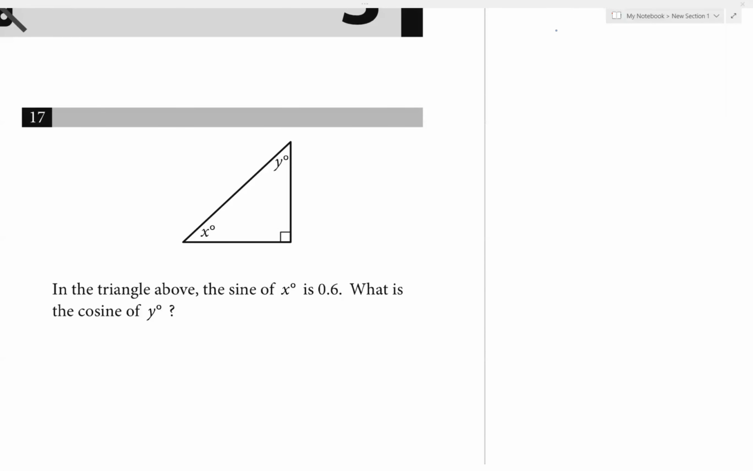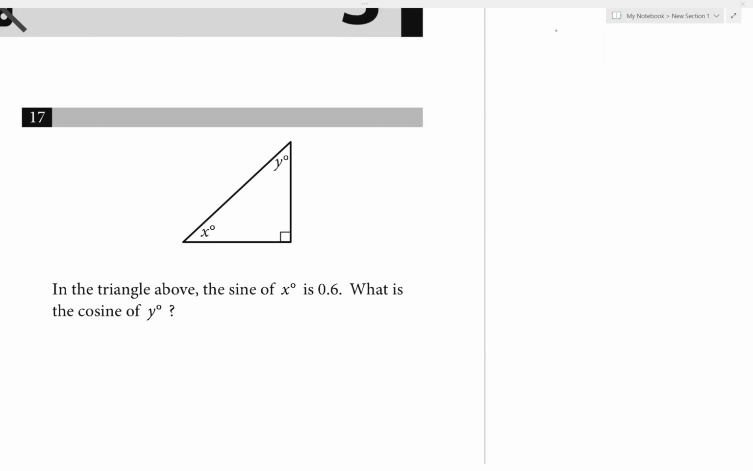All right, number 17. In the triangle above, the sine of x degree is 0.6. What is the cosine of y degree? Okay, so we know the sine of x degree is 0.6.